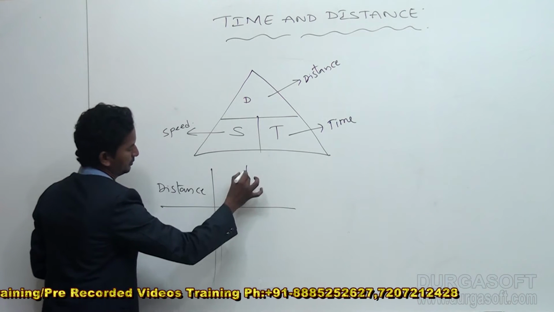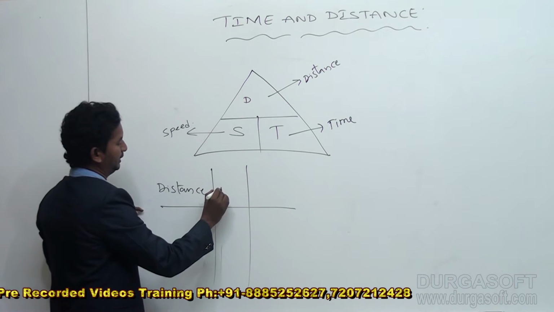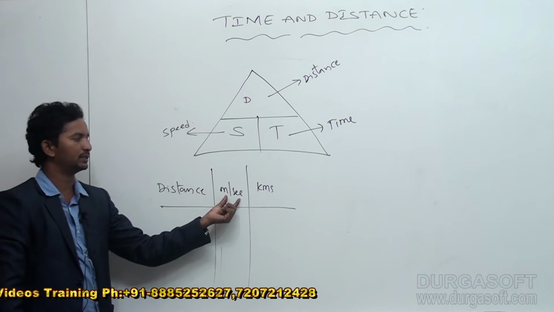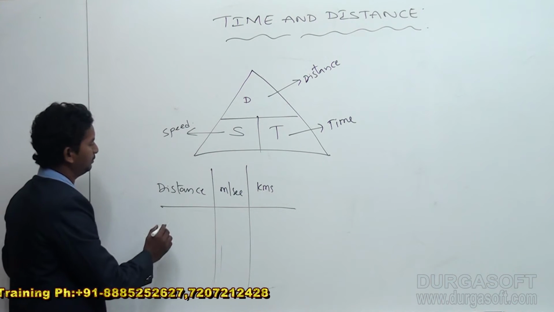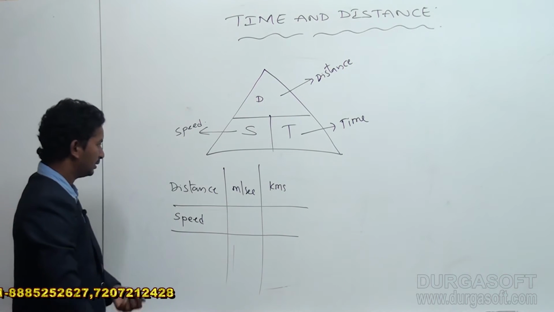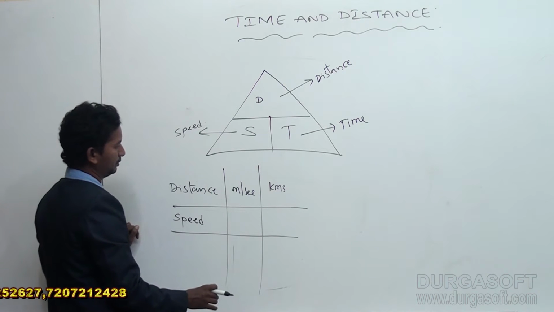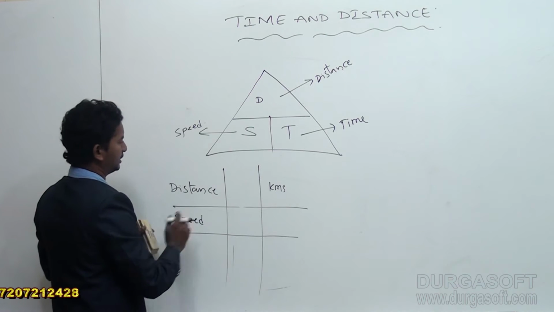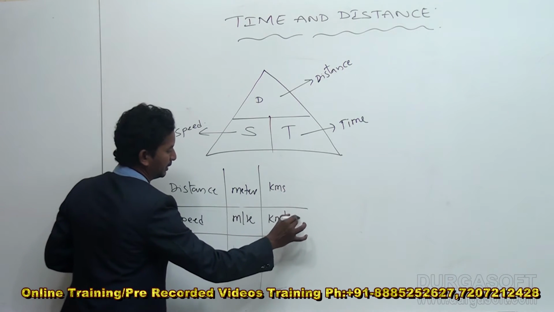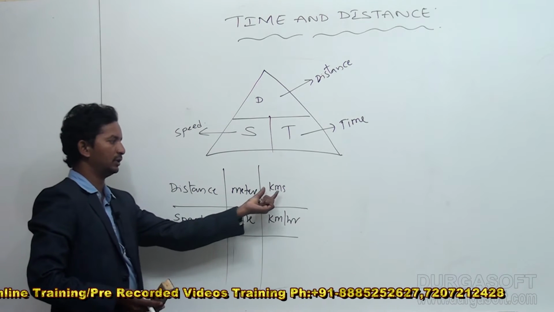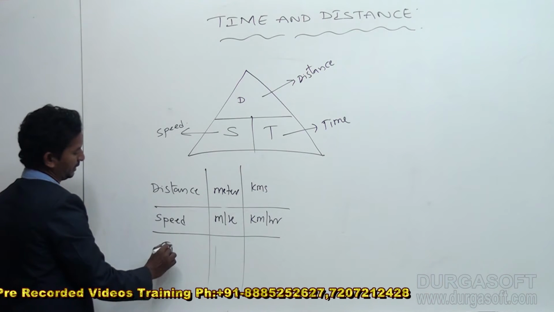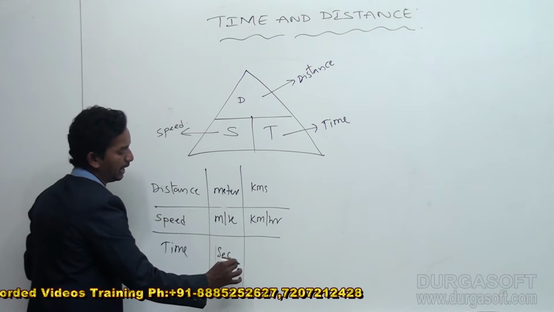Distance must always be in meters or kilometers. Speed must always be in meters per second or kilometers per hour. And time is always in seconds or hours.